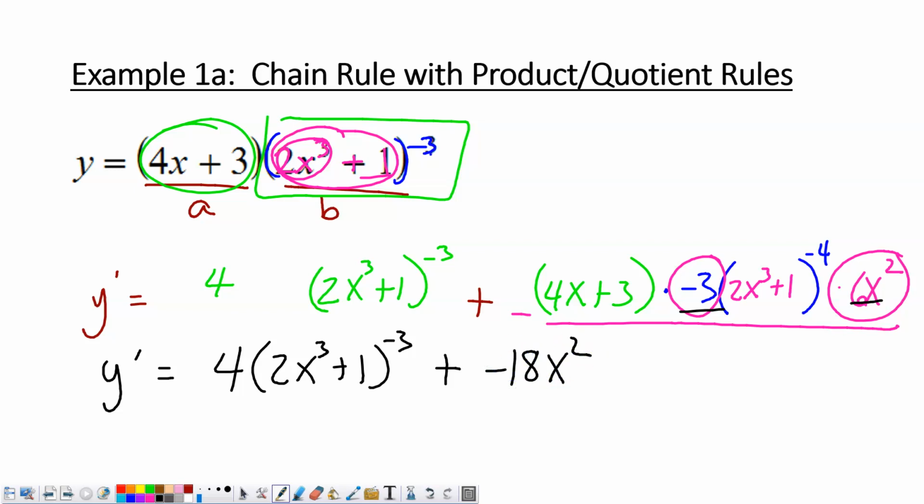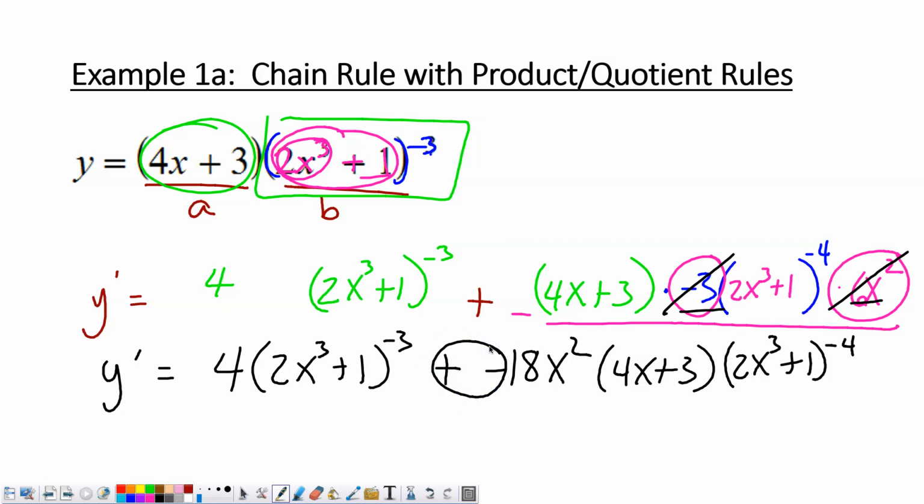Now, since I'm adding a negative, I'll do that in a minute. Let's just finish the problem. So we have negative 18x squared, that's those two, and then we still have the 2 parentheses sets left. So we have a 4x plus 3, and we still have the 2x cubed plus 1 being raised to the negative 4th power. Now, right here we have adding a negative. There's no sense in being redundant here. When you add a negative, that's the same thing as subtraction. So this is probably what it will look like on your test as the final answer.